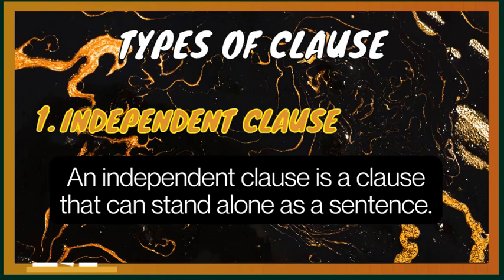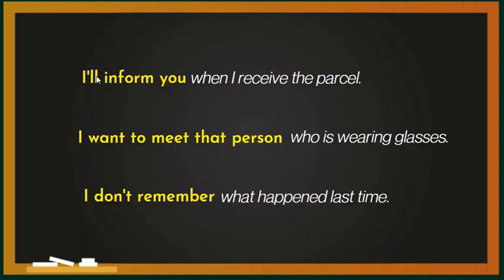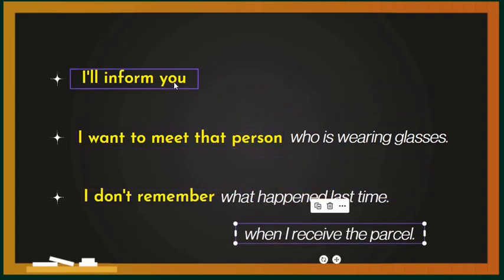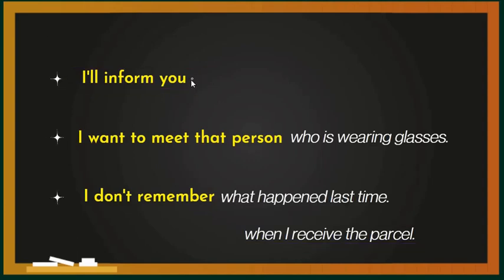Now, if we move back to our previous slide and look at these examples, the first part of the sentence is saying, I'll inform you. Let's forget about the other part, okay? I'll inform you. Is it a complete sentence? Can I put a full stop at the end? I'll inform you. Yes, this is a complete sentence. It's a clause, and the clause can stand alone and it gives you a complete sense.